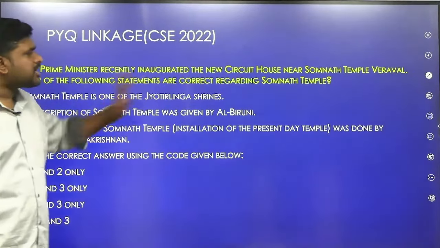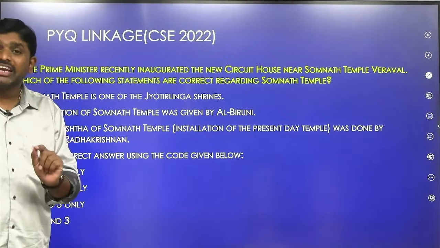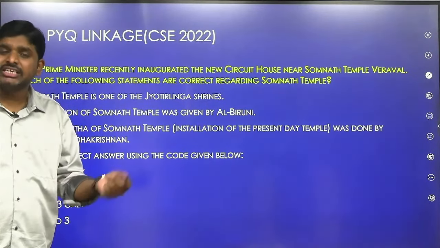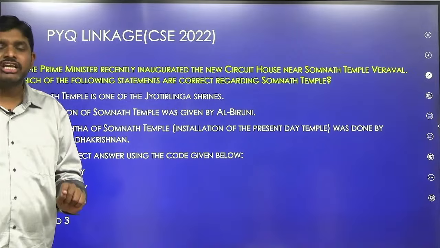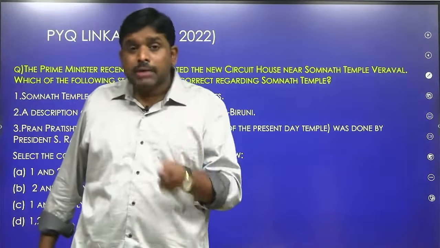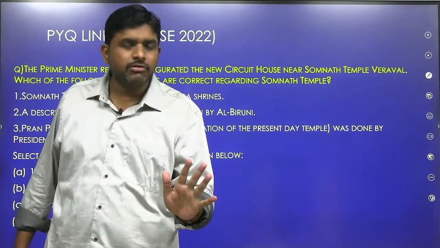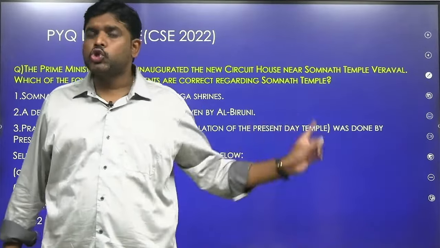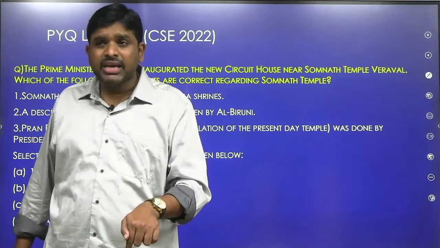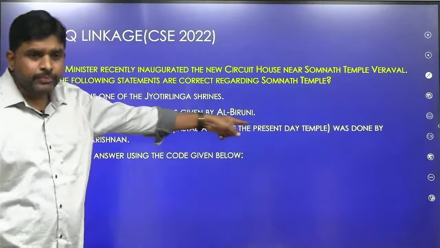Which of the following statements are correct regarding Somnath Temple? Whenever the inauguration or renovation of any temple happens, or a person of stature like the president, vice president or prime minister is involved, UPSC asks about it. They generally do not ask about temples as such, but they ask when the president, vice president or prime minister is involved, because it makes the news. Somnath made the news in 2021 and was asked in 2022. Similarly, Ayodhya is making the news because the prime minister is involved. So we can expect a question on Ayodhya on the lines of Somnath.